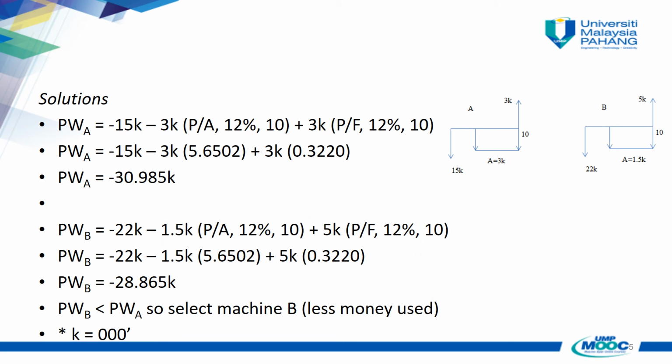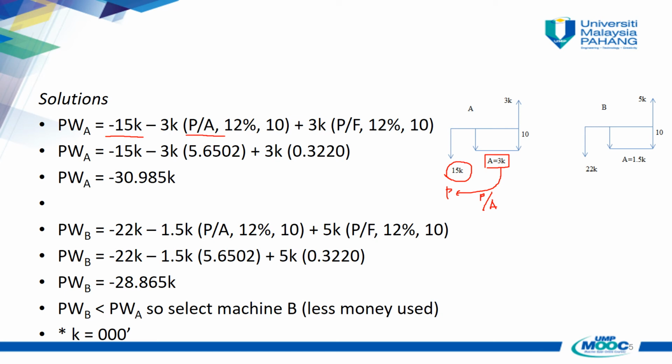The first solution is for present worth of A. We will see that we purchase it for 15,000. This is our P there. So in our calculation directly, negative 15,000 becomes P. However, after that, we also have an A here, for 3,000. So this A, we need to convert it to become P. So we call those finding P when we know the A.